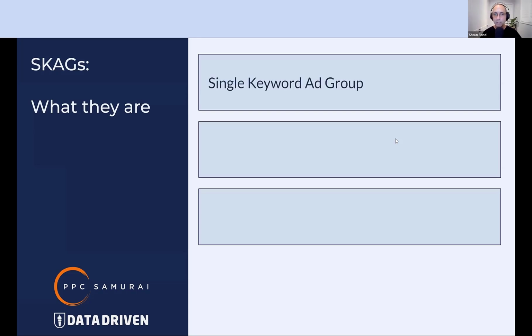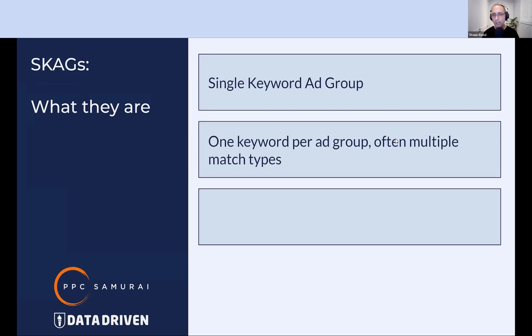Before we answer that question, we're just going to quickly touch on what a single keyword ad group is, just in case you haven't come across them before. They are effectively one keyword per ad group, and that keyword can be multiple match types. For example, if you're selling Nike running shoes, you would have Nike men's running shoes model X, and then you might have Nike women's running shoes model Y. And so you'd have two ad groups, each with their own keyword, potentially multiple match types in that ad group.